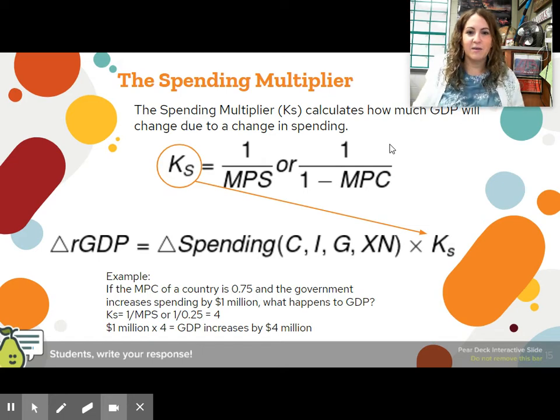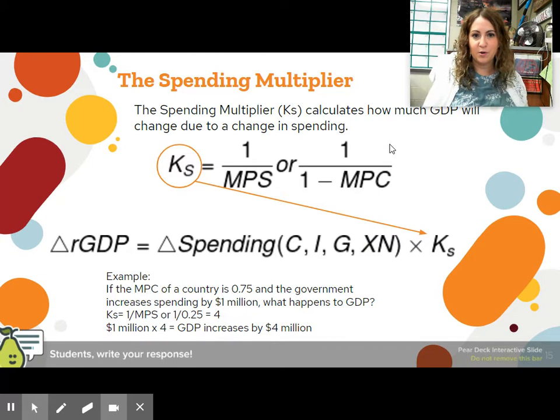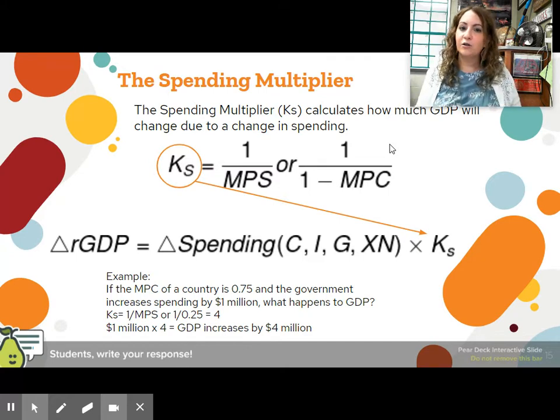Hey guys, today we're talking about the multiplier effect. We kind of introduced it yesterday when we were talking about average and marginal propensities to consume and to save. And today we're talking about how a change of spending has a multiplied effect on GDP, and how a little bitty change of aggregate demand can have a big impact on our national income as a country.